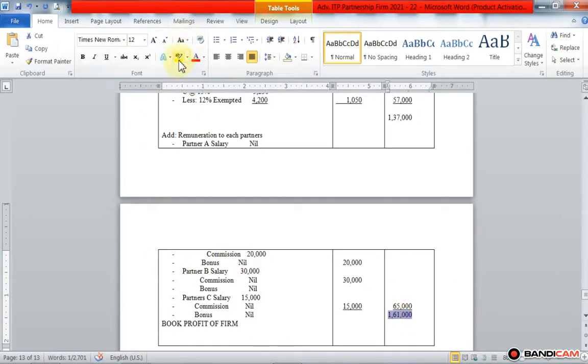Okay, so here we solve an 80% illustration. Now we deduct. What we deduct? We added remuneration, so here we deduct.